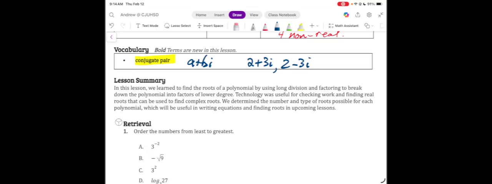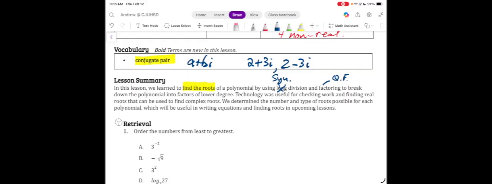So in this lesson, we learned, what did we learn? To find the roots of a polynomial using long division. We actually use synthetic, right? So synthetic. And factoring to break down, not just factoring, we also did quadratic formula, to break down the polynomial into factors of lower degree.